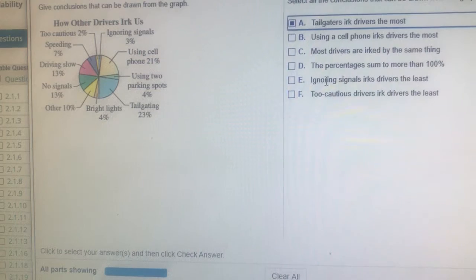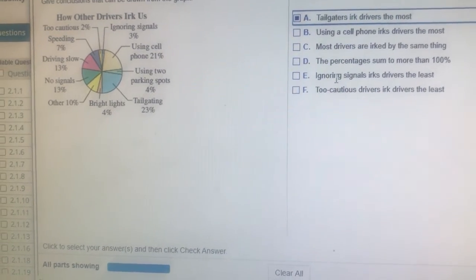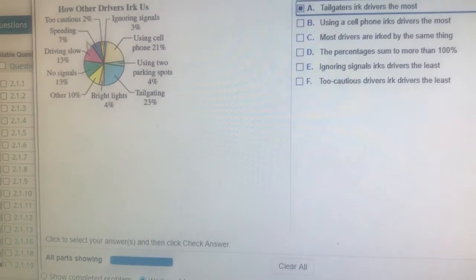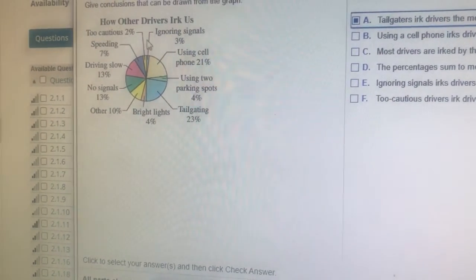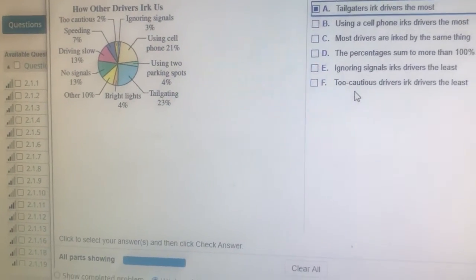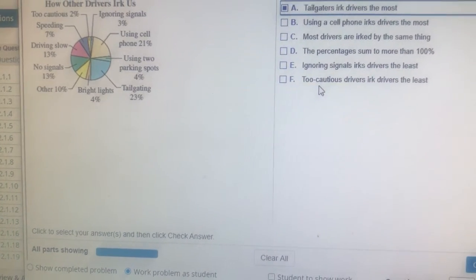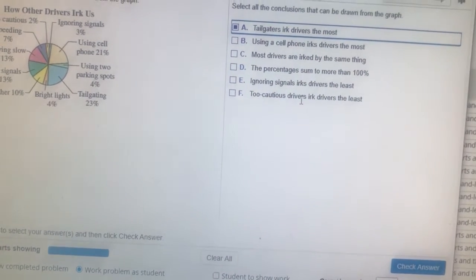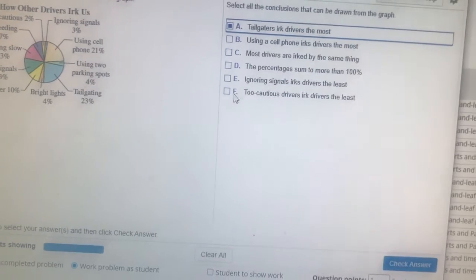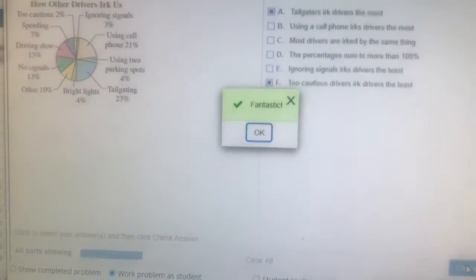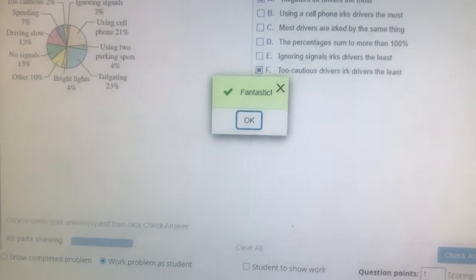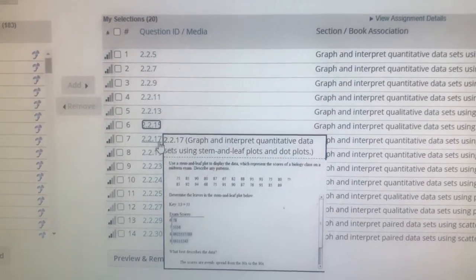E here, ignoring signals irks drivers the least. All right, let's see here. Not too cautious is the least, isn't it? 2%. 2%'s the least, so that's not right. Too cautious driver, yeah, that's the least right there, this one. So I think that's all we can gather from that. All right, fantastic. So being able to read data from this.